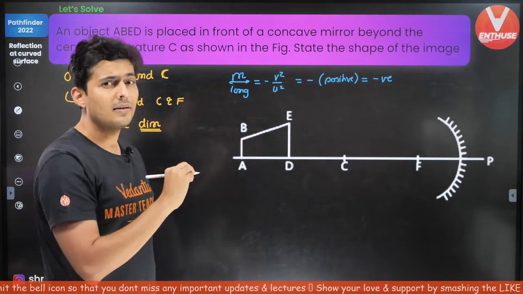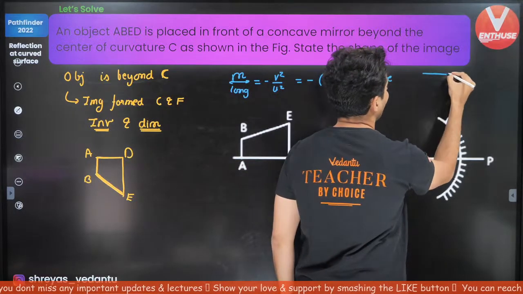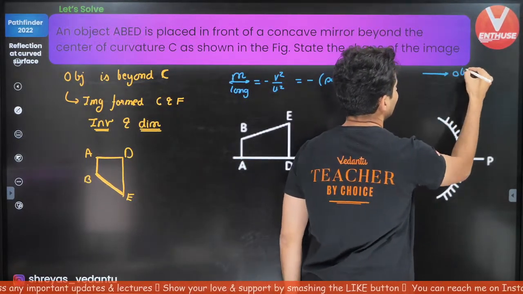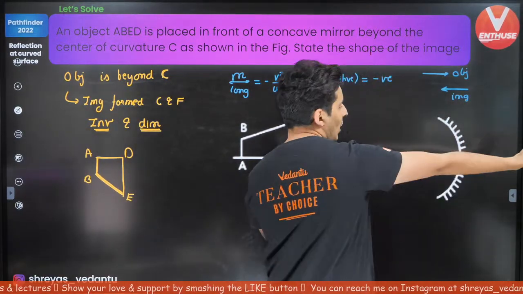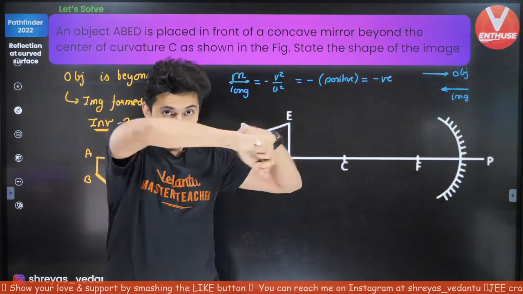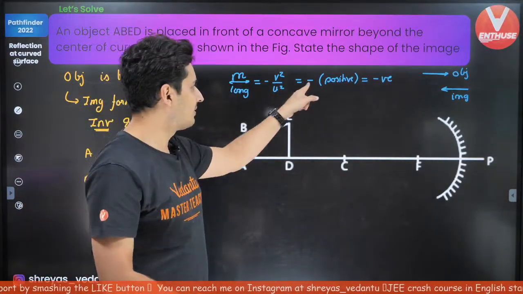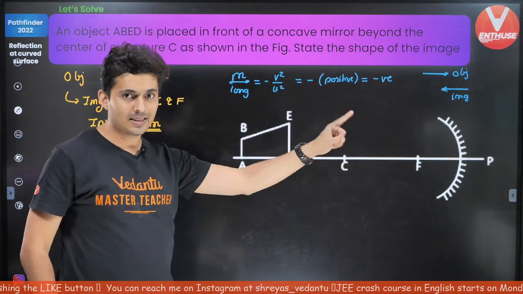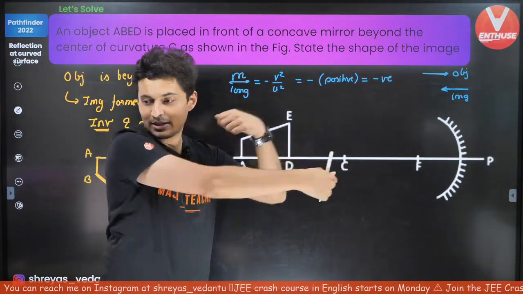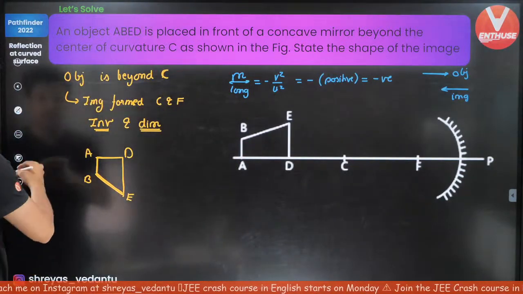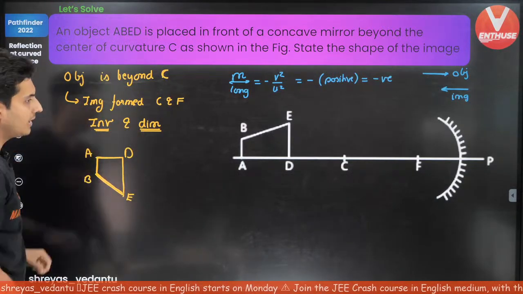If it is negative, what does it mean? It means if the object is facing this way, the image will always be facing the exact opposite way. You need to flip it along the principal axis. Did you guys understand? Because of that negative sign for longitudinal magnification, it will always be flipped, inverted. Yes. So take this D on this side, take the AB on the other side.